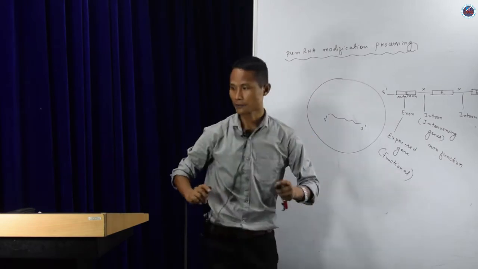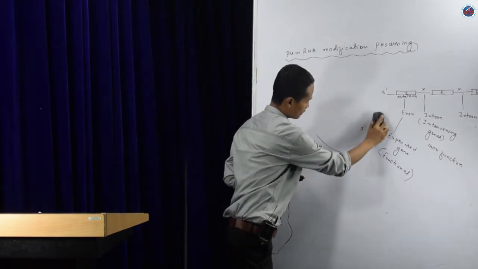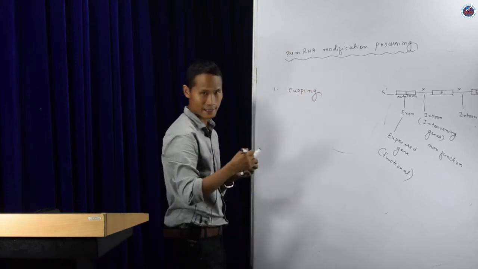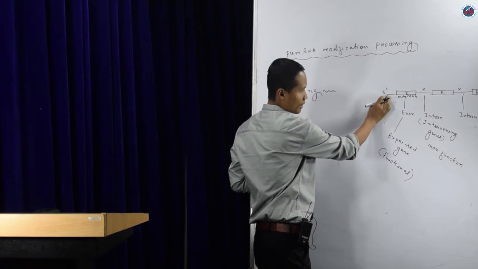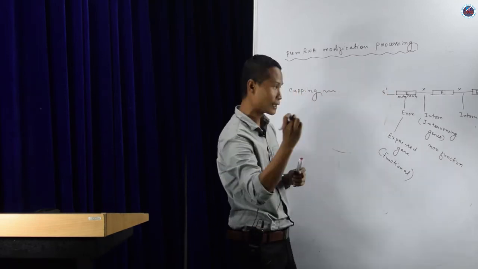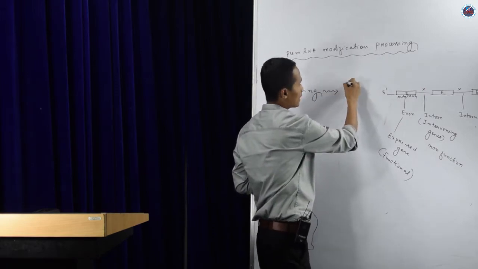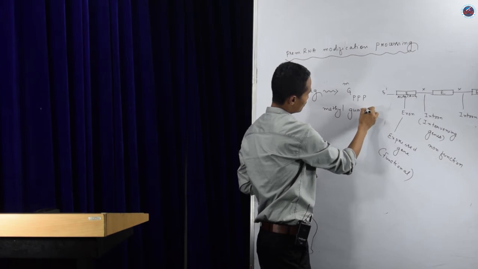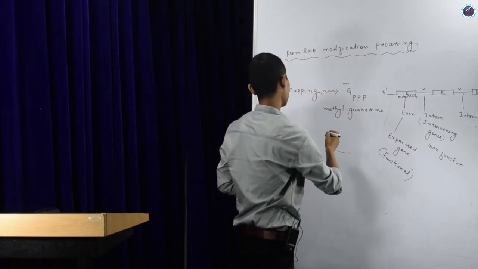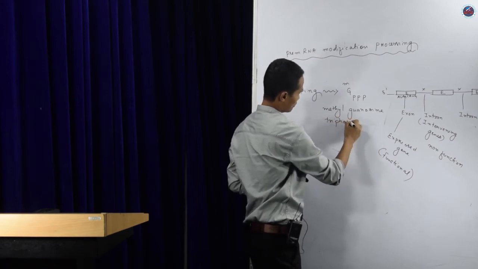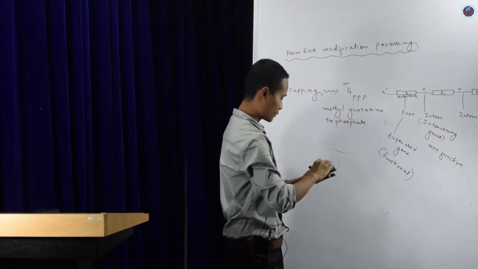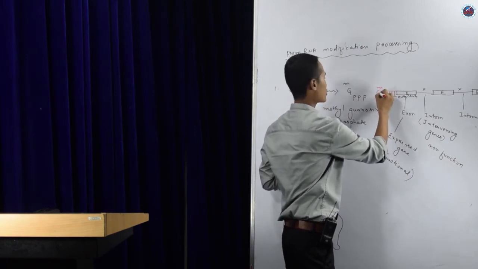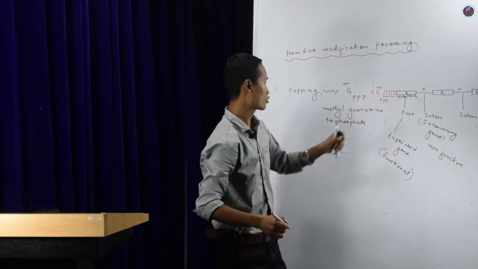Now, how do those modifications take place? There are 3 ways. The first is capping. Now, what does capping mean? Capping means at this 5 prime end, you are going to add methyl guanosine triphosphate. Okay, so let me add. In this 5 prime, I have added MGPPP. This is said to be capping.